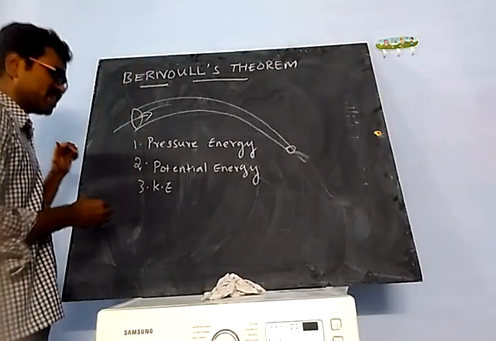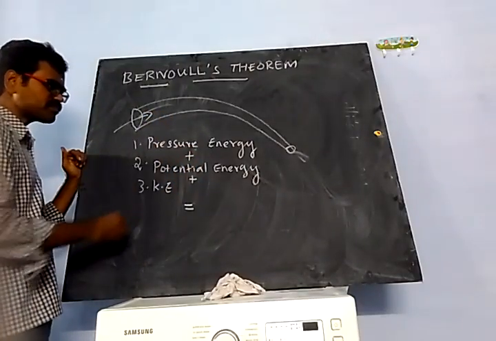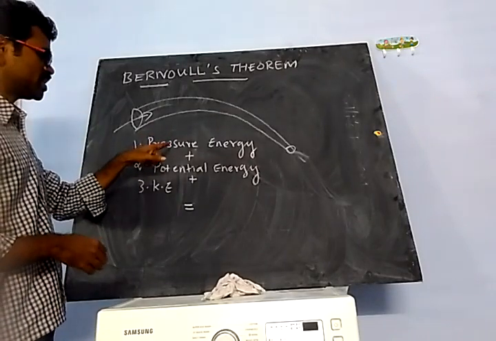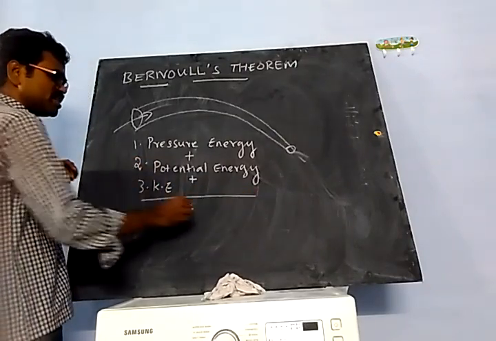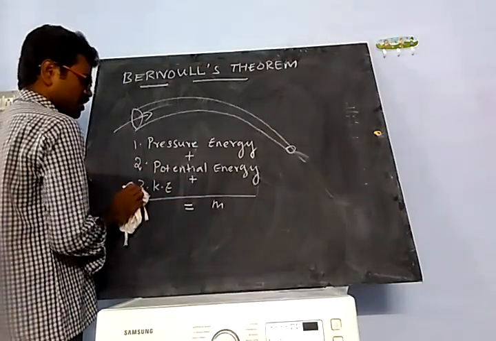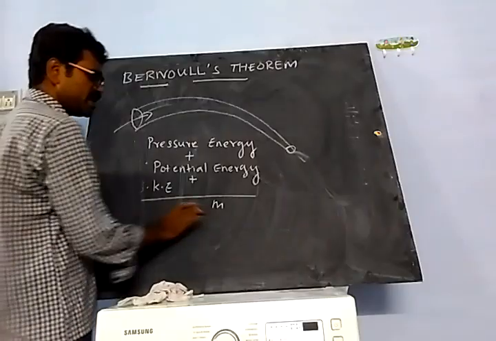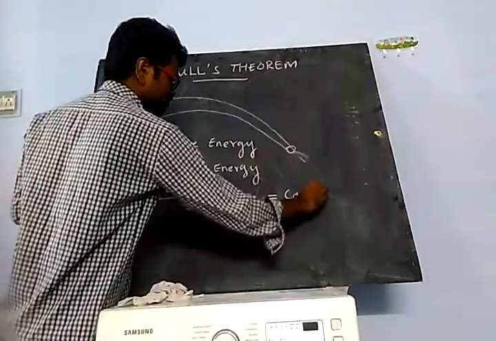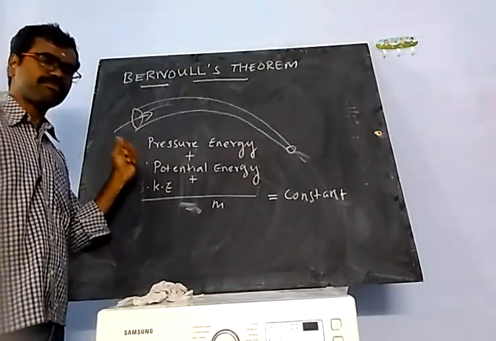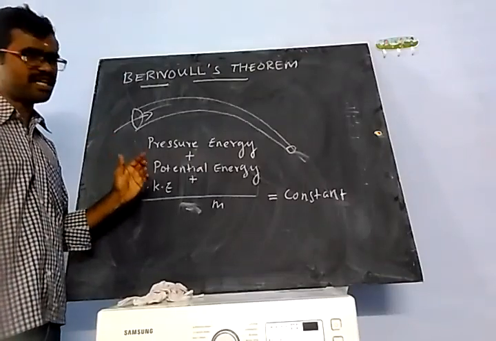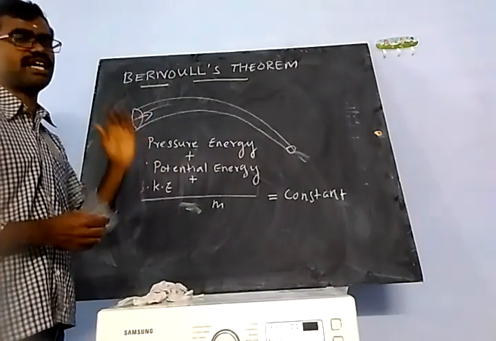So Bernoulli's theorem states that the sum of these three energies, pressure energy, potential energy, and kinetic energy, per unit mass is equal to a constant. The sum of pressure energy, potential energy, and kinetic energy per unit mass is constant. So this is Bernoulli's theorem.